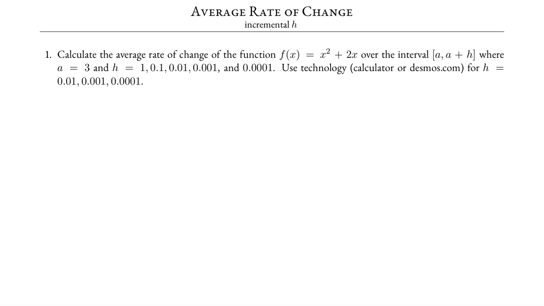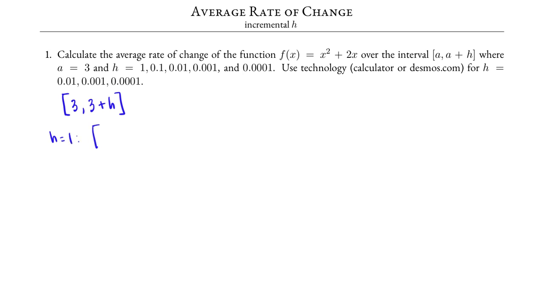Calculate the average rate of change of the function f of x equals x squared plus 2x over the interval a, comma, a plus h, where a is 3 and h is 1, or 0.1, 0.01, 0.001, and 0.0001. These are repetitive computations on the interval a, which is 3, comma, a plus h. We have 5 different values of h here.